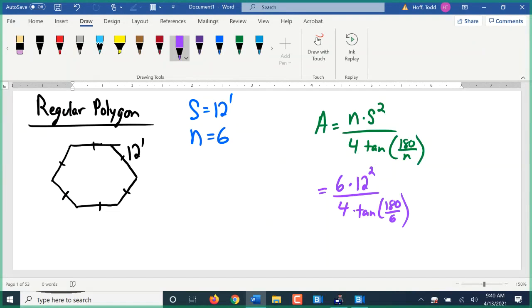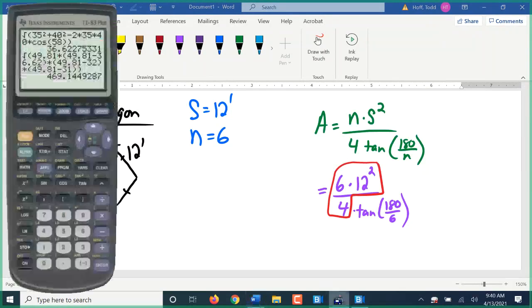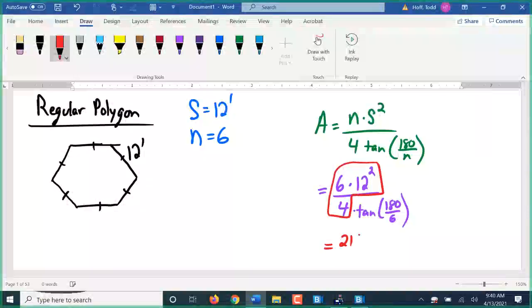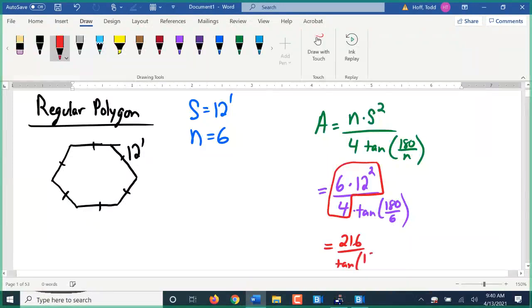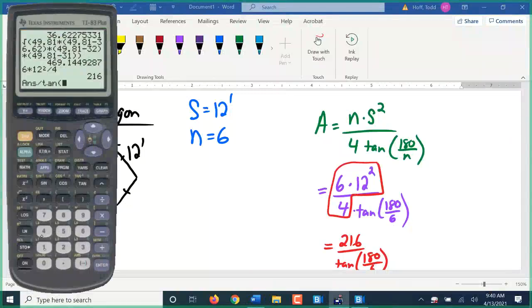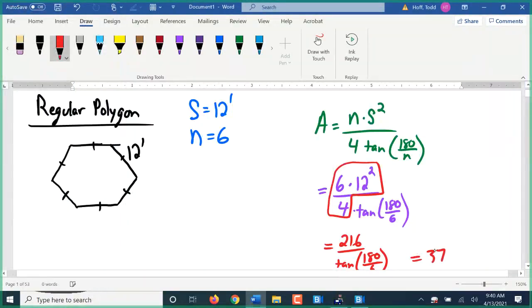Typically, to do this in the calculator, we'll do this much of it first. So I'm going to put in 6 times 12 squared, then divided by 4. Now I can hit enter here and it won't screw anything up. So that's 216. Well, that still has to be divided by the tangent of 180 over 6. We're going to divide by tangent of 180 divided by 6. I have to close that parentheses. That gives me 374.12, and that is square feet.